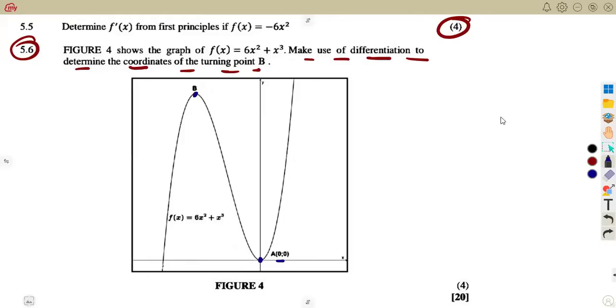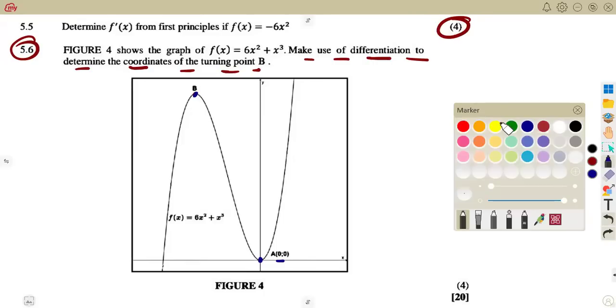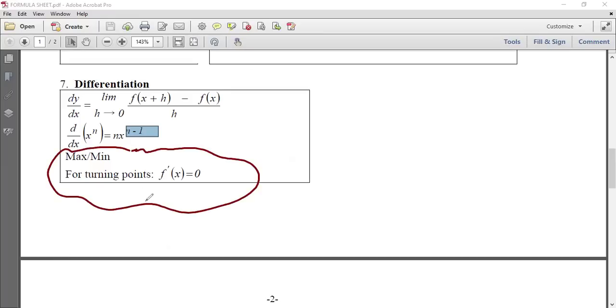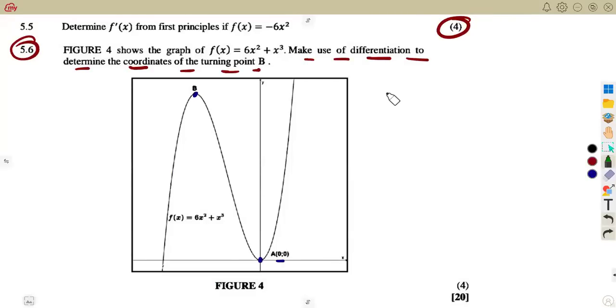So how do you find that, guys? We simply use the derivatives. Also, if you've forgotten, guys, the formula sheet also mentions the conditions for the turning points, which are the maximum and minimum values. The first derivative must be 0. At least you have a hint there, guys. So you can just have that as a continuation: at any turning point, the first derivative must be equal to 0.